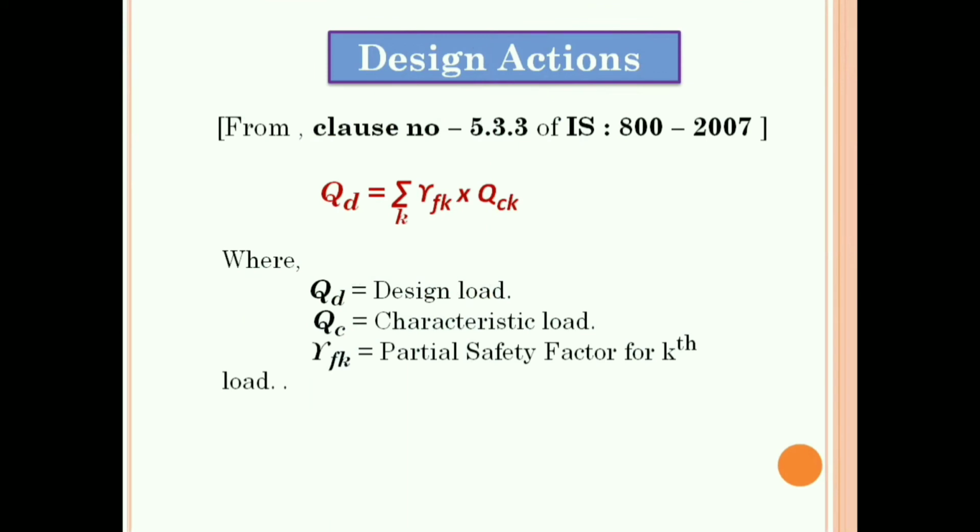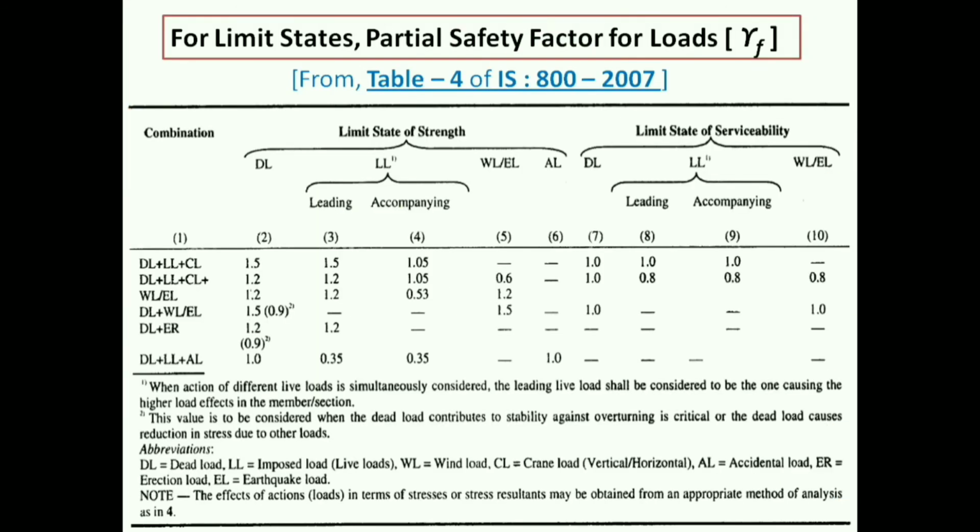Design actions. Here we can see a formula, QD is equal to gamma F into QCk, where QD is design load and QC is termed as characteristic loads, where gamma F is partial safety factor for kth load. From table 4 of IS 800/2007, we can get the gamma F value, meaning the partial safety factor for loads.